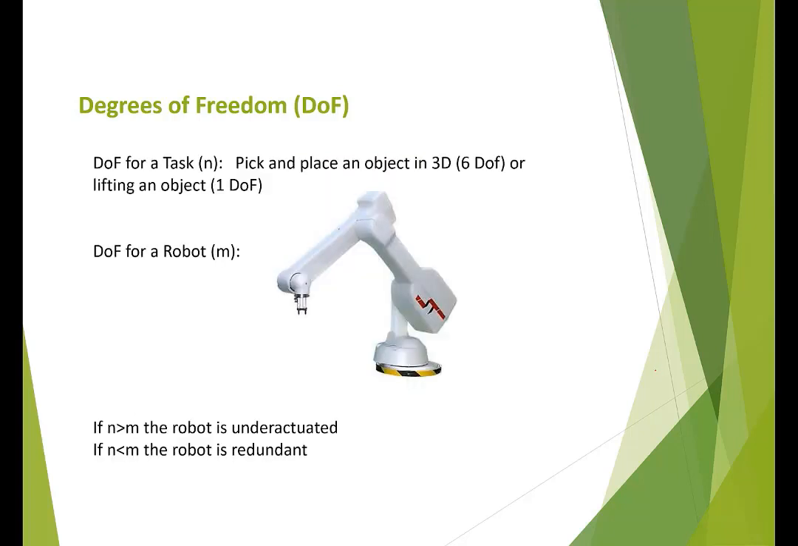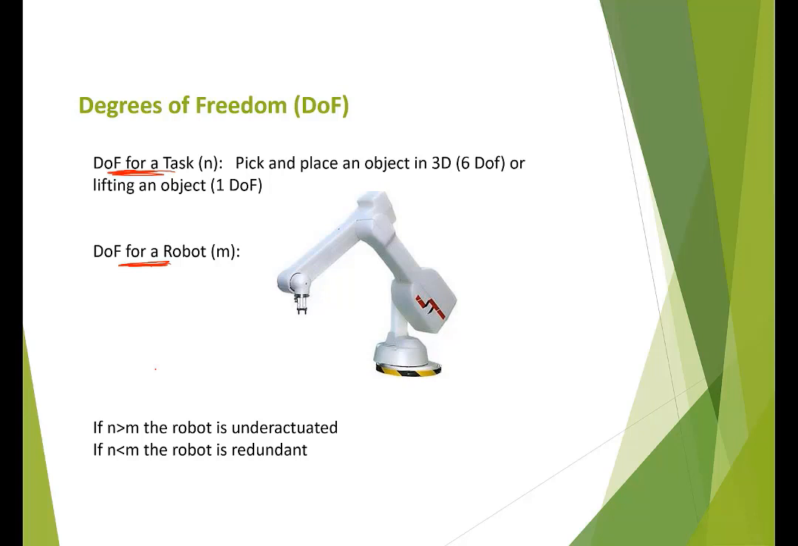Now, degrees of freedom is a bit of an abstract concept. It really depends on what you want to define it for. A degree of freedom can be defined for a task or for a robot. For instance, in the previous image, I defined it for the task of picking up a brick and moving it in 3D space. Then we had 6 degrees of freedom. Another example is if you want to just lift the brick up and down, then you have only 1 degree of freedom. So degree of freedom can be defined for a task.